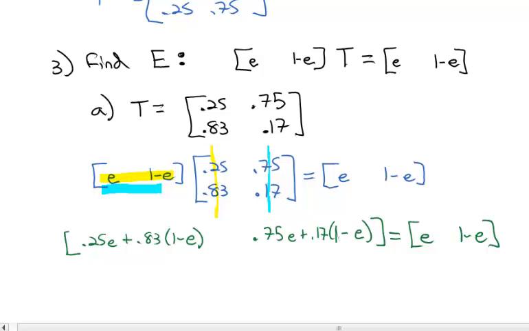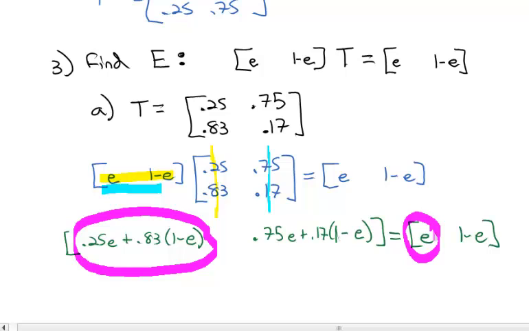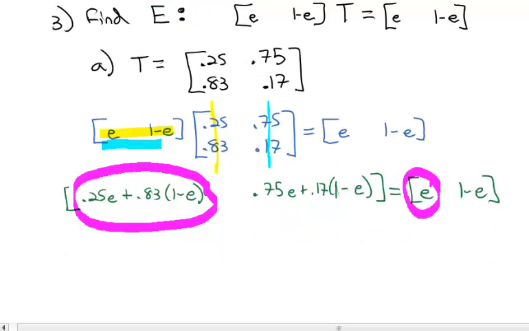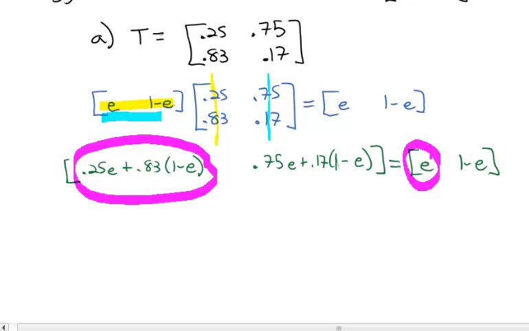This is actually going to give us equations that we can solve. I always like to pick the first entry must equal the first entry, right? So let's look at that. If the first entry must equal the first entry, then we could say 0.25e plus 0.83 times 1 minus e has to equal e. We could have also done the second entry has to equal the second entry. It gives us the exact same answer. So whichever one you want, usually the first is easier.